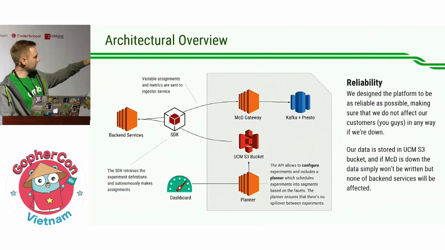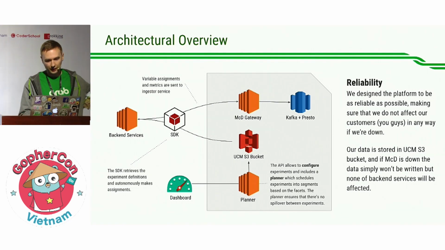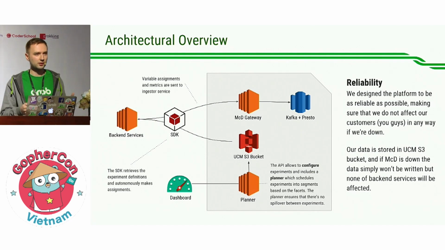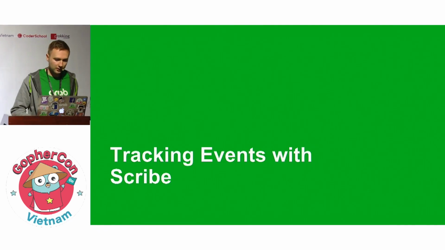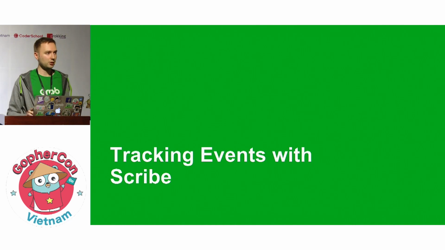Right? So data flows into the MCD gateway, then ends up in Kafka and ends up in Presto. Presto is a distributed SQL query engine by Facebook. Right. So that's all for experimentation. We actually have a few blog posts on that, so I encourage you to read our blog because it's too much to fit in one talk.